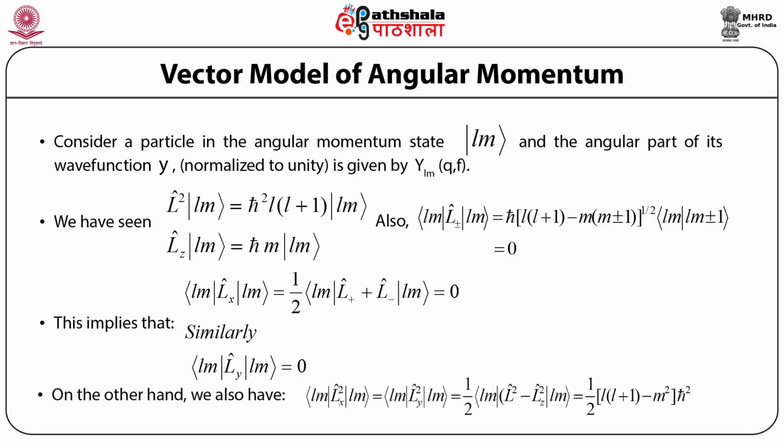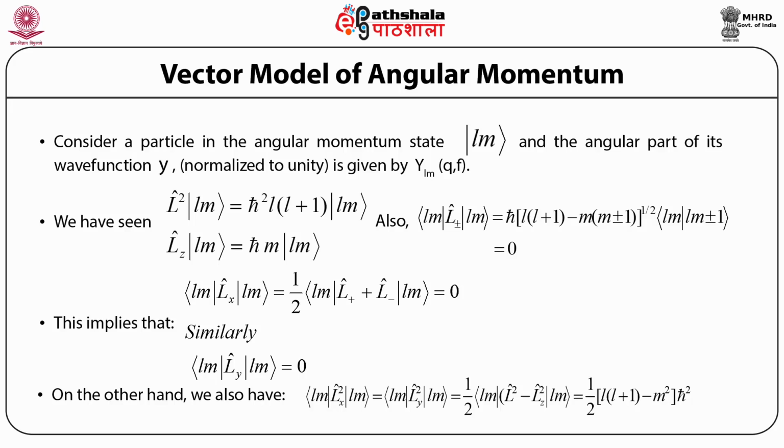However, if we look at the expectation values of the operator Lx square and the operator Ly square, we find that the expectation value of Lx square, that is bra vector Lm operator Lx square ket vector Lm, is equal to the expectation value of operator Ly square, that is bra vector Lm operator Ly square ket vector Lm, and this turns out to be equal to half times bra vector Lm within brackets operator L square minus operator Lz square acting on ket vector Lm, which equals half times bracket open L into L plus 1 minus M square bracket close times h cross square.